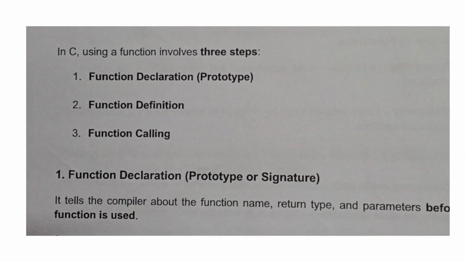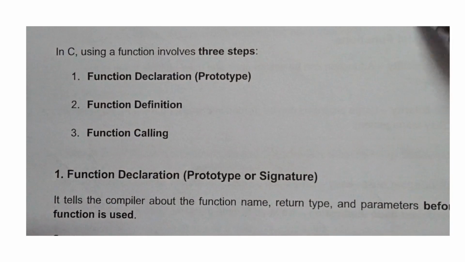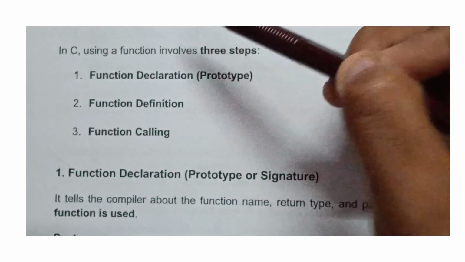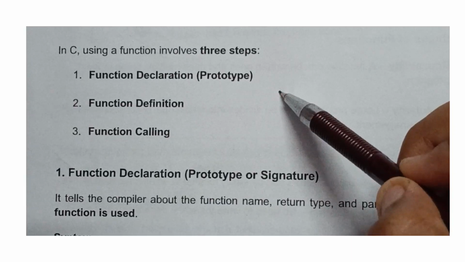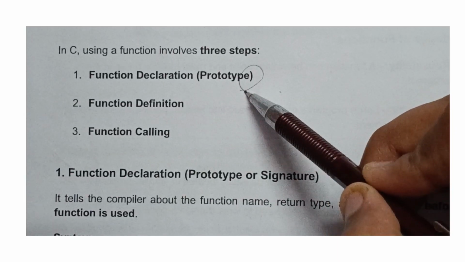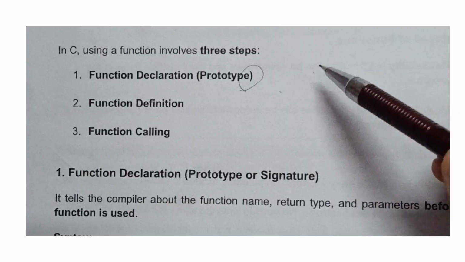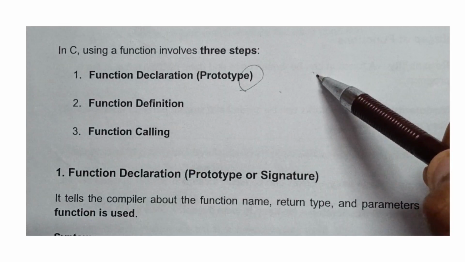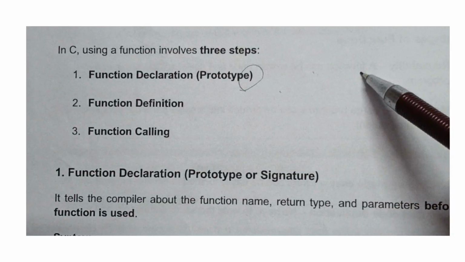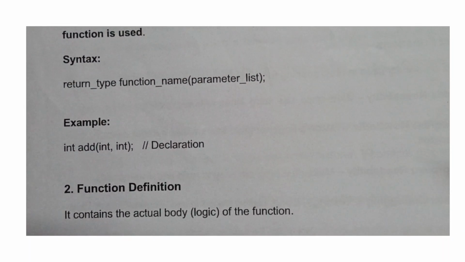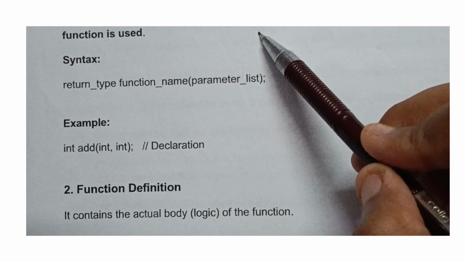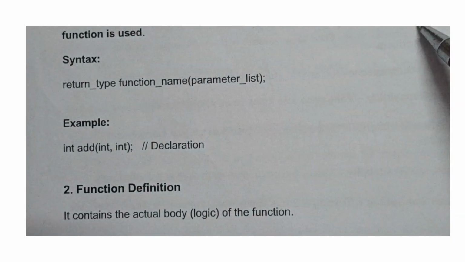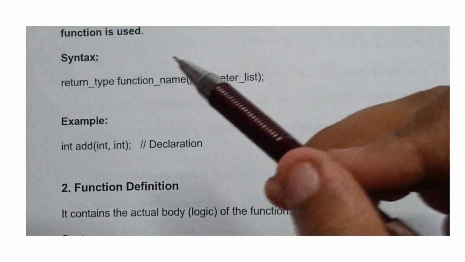Now that we have known about the definition and the usage and advantages of functions, let us go into the syntax of function. So the syntax of functions actually has function declaration, function calling, and function defining. In C language, function declaration is something like a prototype. That is the simple and the first thing that we require in order to give the final product. So the function prototype or declaration tells the compiler about the function name, its return type, and parameters before the function is used. Its syntax is simple.